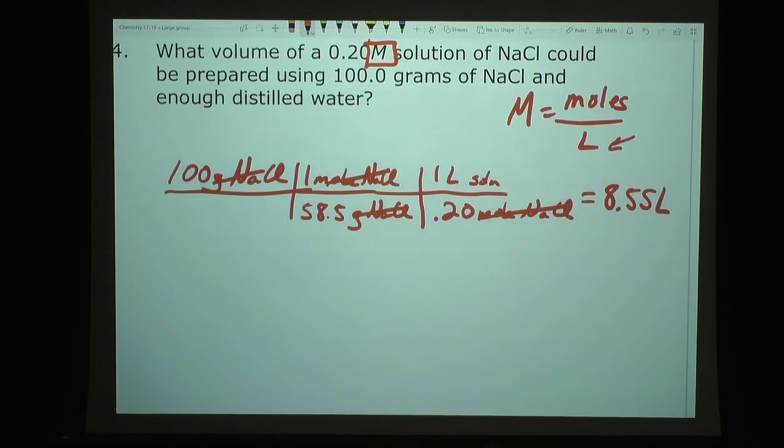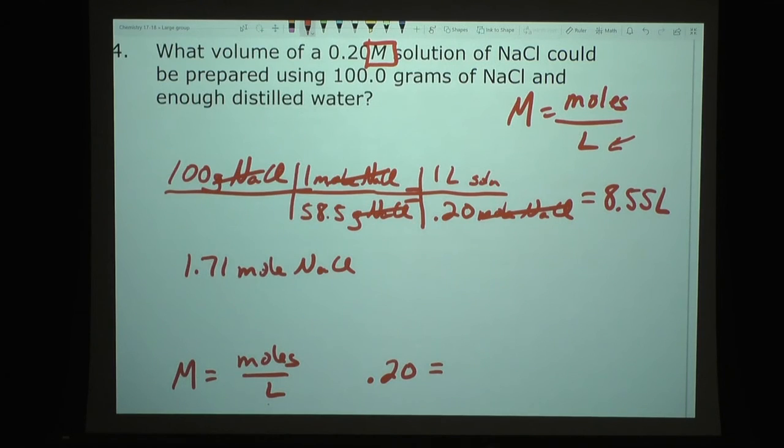Mr. Glenn did this a little bit differently on his answer key, and I'll show you what he did. He hit his equal key right here, and he determined that we have 1.71 mole NaCl. Where molarity is moles per liter, he took his molarity of 0.20 moles of 1.71 in salt per liter. Is the math the same here? How would we solve for X?